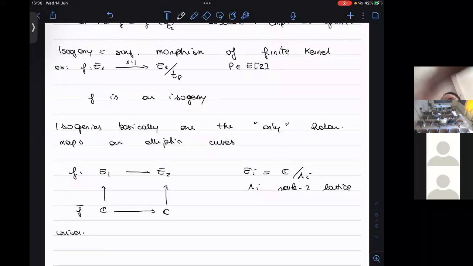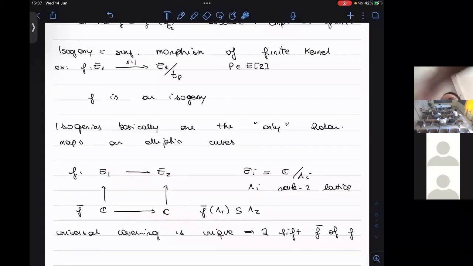So the universal covering is unique, and we obtain a lift of F, and this lift is a holomorphic map, and in particular satisfies this condition. So holomorphic maps between elliptic curves basically are of this type, and these are linear maps. One can prove that they are linear maps.